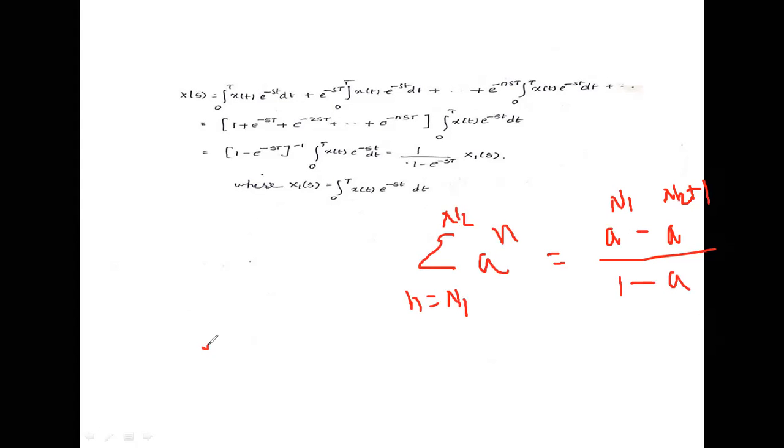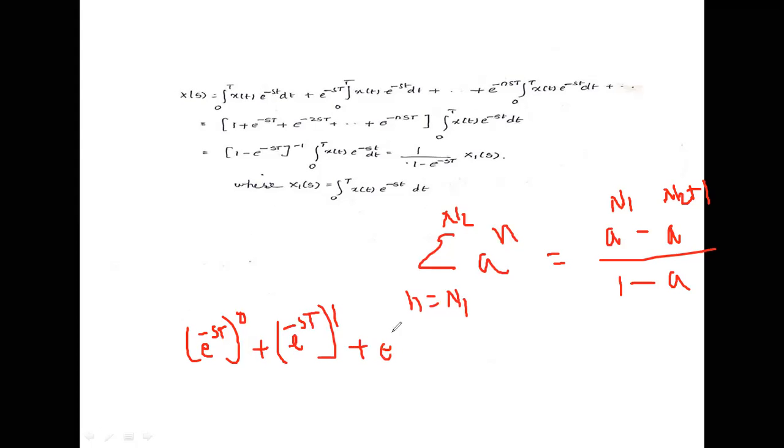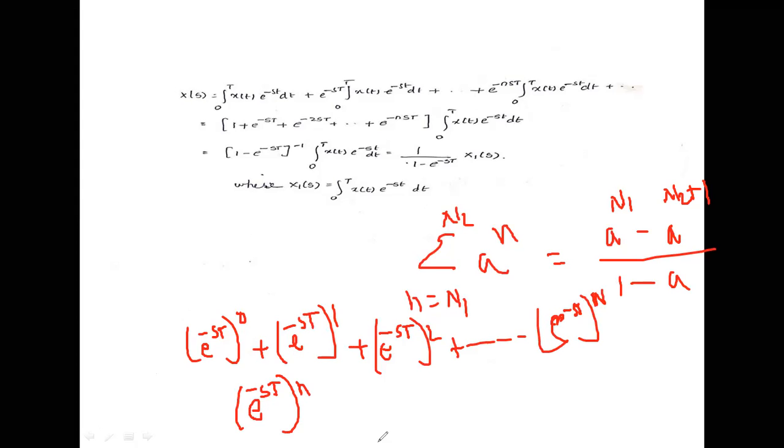After expanding this function, e power minus sT whole power 0, I'm writing this function, plus e power minus sT whole power 1, plus e power minus sT whole square and so on. Means e power minus sT whole power n, you can write as 0, 1, 2, 3 and so on, up to capital N. Now I am writing the sum of n, it starts from 0 and ends at infinite. Now what is the n1? 0 and n2 is infinite.